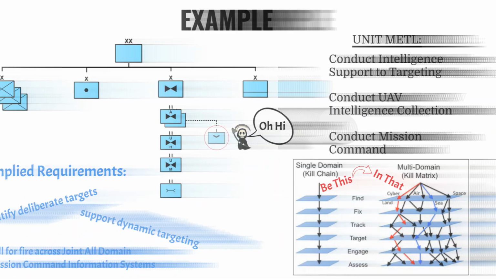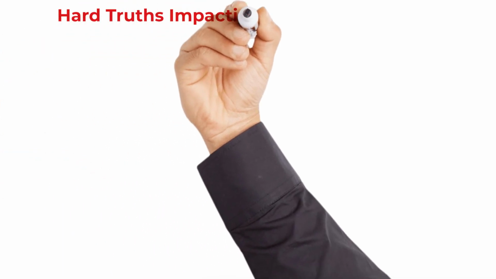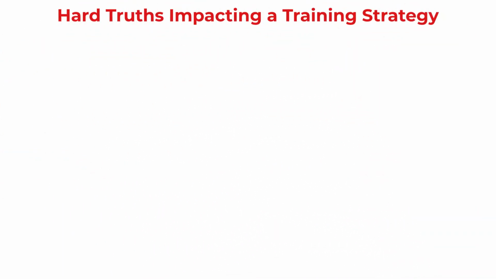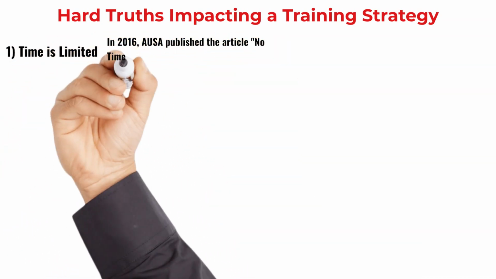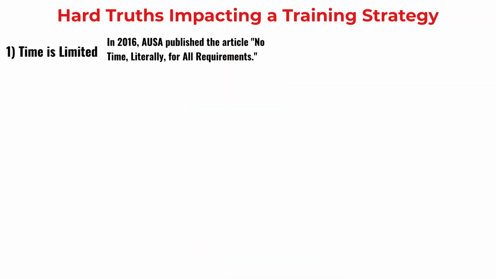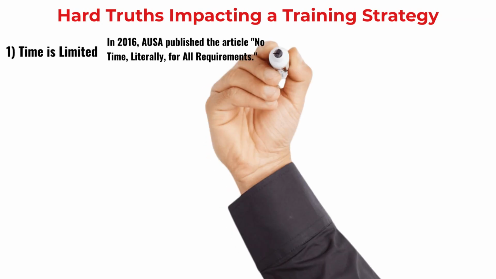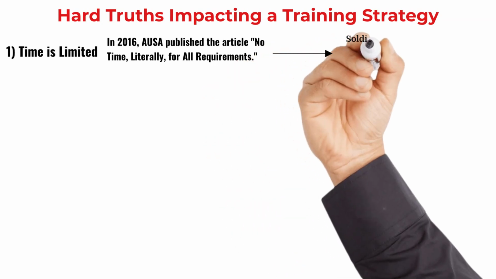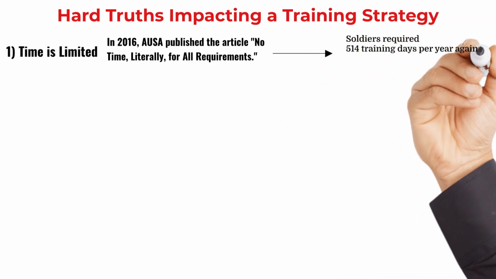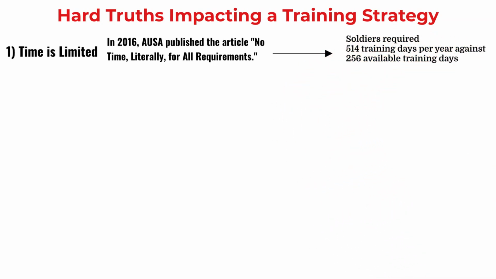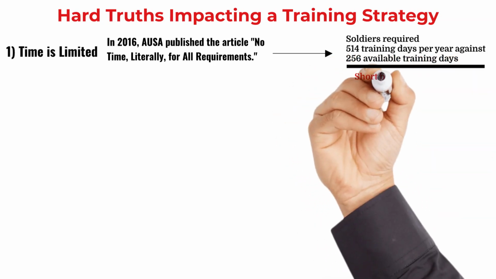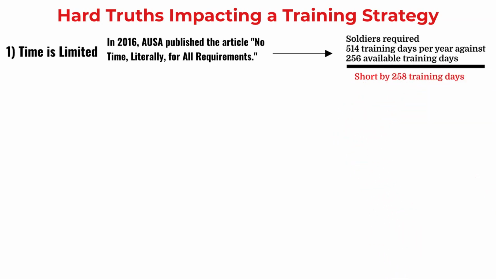Now, before we continue, we need to admit some hard truths about the realities of training. There is an express limit on time available. In 2016, AUSA published the article "No Time Literally for All Requirements." This report originated from 2 different Army internal evaluations from 2002 and 2015. Auditors found soldiers required 514 training days per year to meet all training requirements and attain basic soldier proficiency based on their MOS and unit. That is double the 256 training days available in a standard 365-day calendar year.